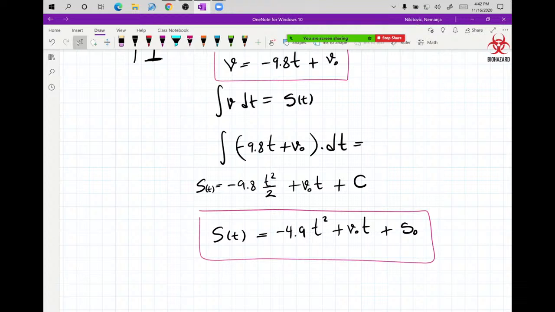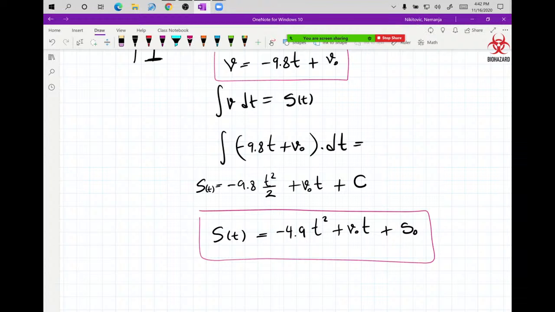You have a position function. Let's go from scratch. You have a position function here, and it depends on gravity. Now, Moon and Mars have lower gravity, which means this number will be lower. 9.8 meters per second squared is on Earth. So when you go through integration and you divide it by 2, you're going to get 4.9. 4.9 is not gravity. This is gravity divided by 2.